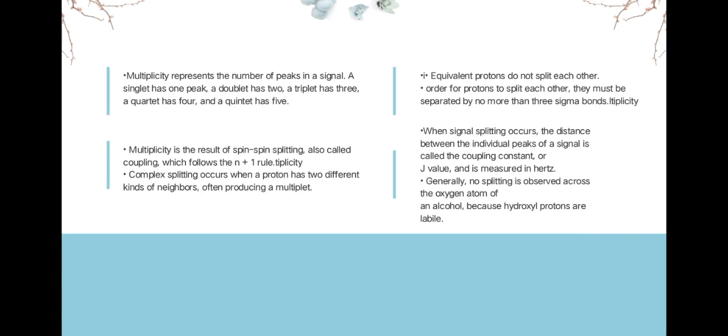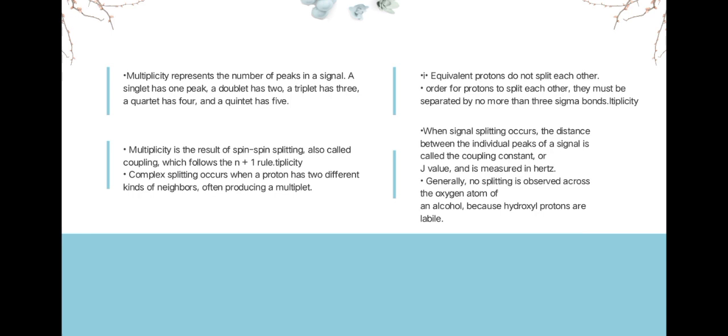Multiplicity represents the number of peaks in a signal. A singlet has one peak, a doublet has two, a triplet has three, a quartet has four, and a quintet has five. Multiplicity is the result of spin splitting, also called coupling, which follows the n plus 1 rule. Complex splitting occurs when a proton has two different kinds of neighbors, often producing a multiplet.